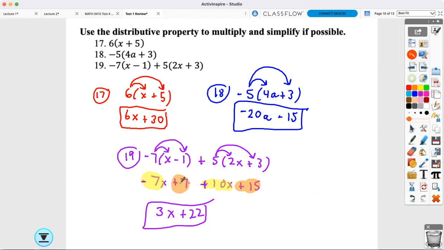And then we look at the oranges, right? 7 and 15. What do they have in common?